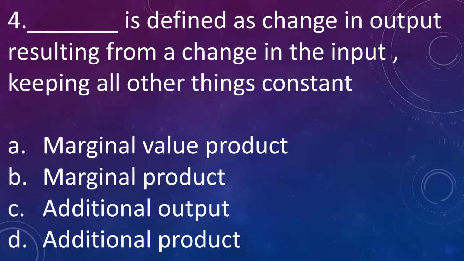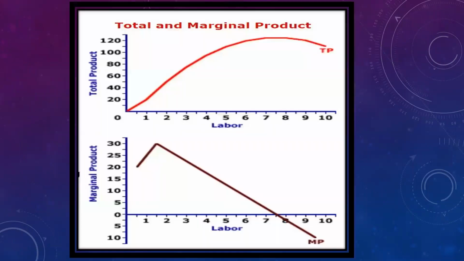Our next question is, dash is defined as the change in output resulting from a change in input, keeping other things constant. A. Marginal value product, B. Marginal product, C. Additional output, D. Additional product. The answer is marginal product. In this image, the first graph shows the total product and the second graph shows the marginal product for a production function.